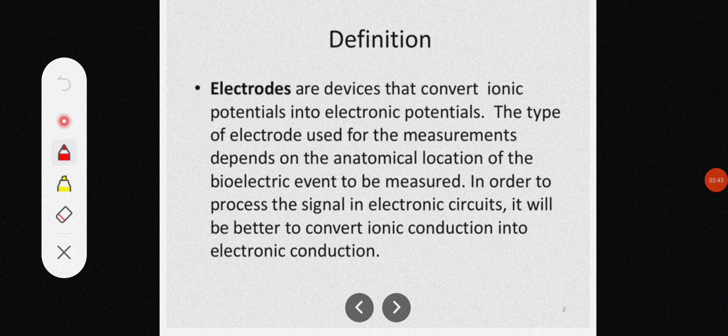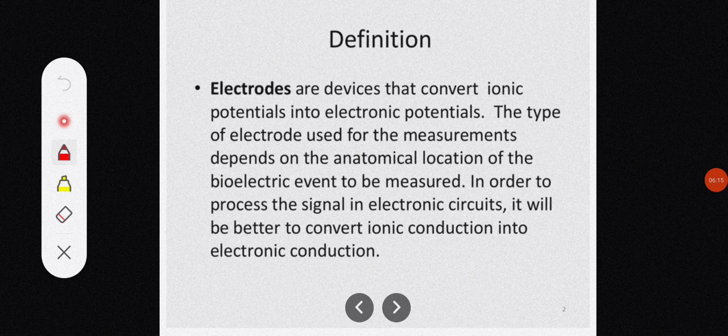In very simple terms, in my previous lectures I have discussed the electrocardiogram, electroencephalogram, and electromyogram. What are these? These are basically the graphical representations of bioelectric potentials. The electrocardiogram is the graphical representation of the bioelectric potentials obtained from the heart muscles, in display form.